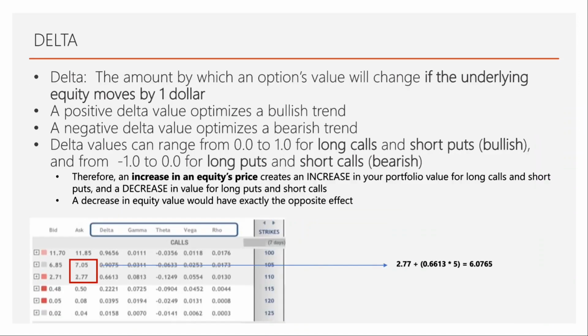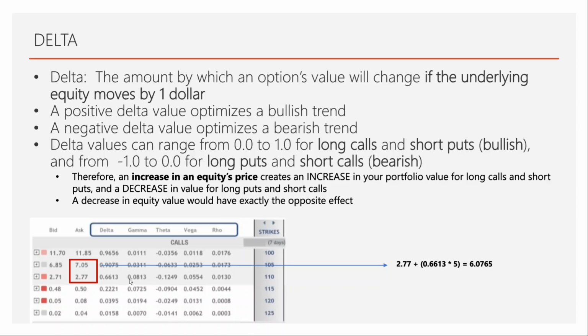Right? Delta. What is delta? When there is a $1 change in the underlying, what will be the change for my specific strike? For example, here I have the $110 strike. When there is a $1 change in the stock price, how much will my options price change? The delta is 0.6613. So this will be the change.